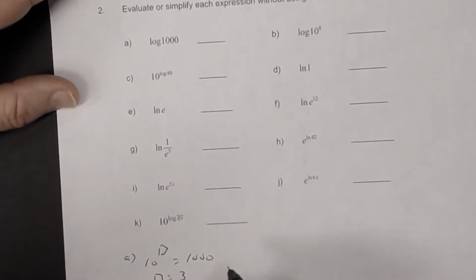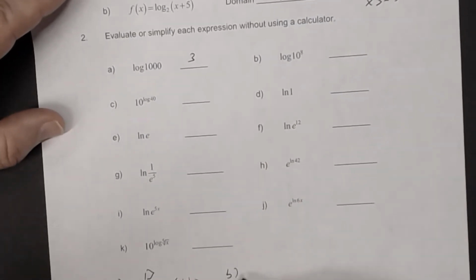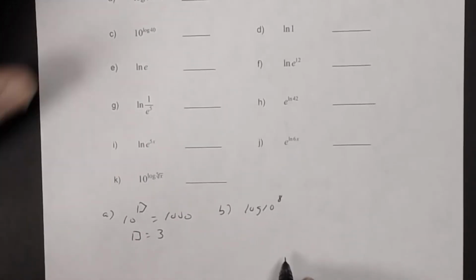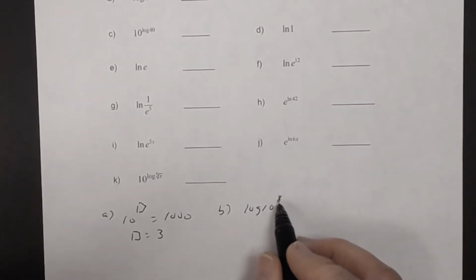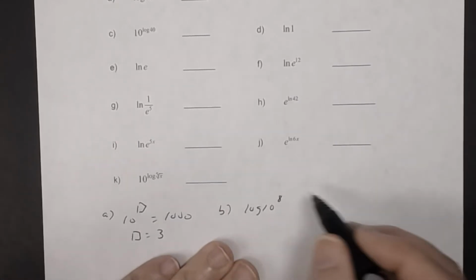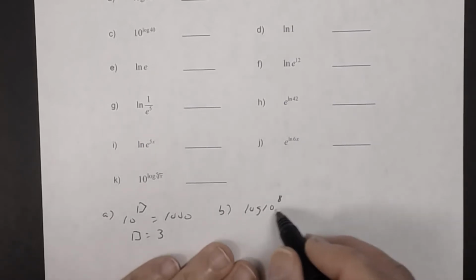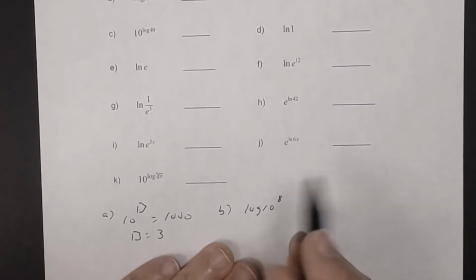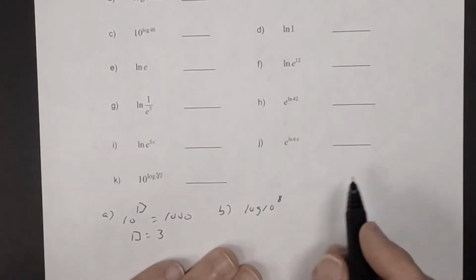10 cubed is 1,000. Okay, part B, you have log of 10 to the 8th. All right. Now, what I would do here is I would think of this as, now you learned of the property in 4.3, the properties of logarithms, where you could take the 8 and pull it out in front, but we hadn't learned that in this section, so let's just not talk about that at this point.